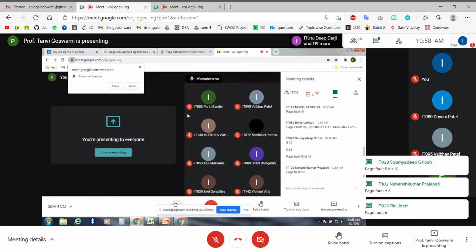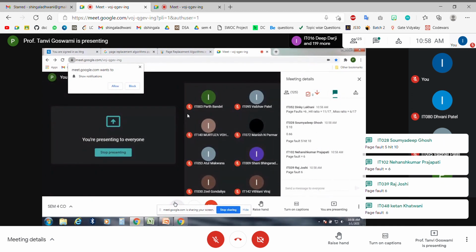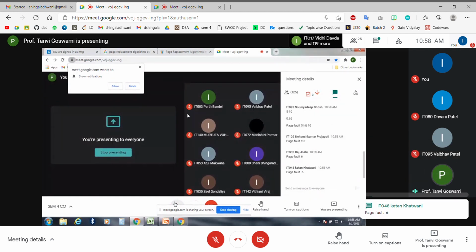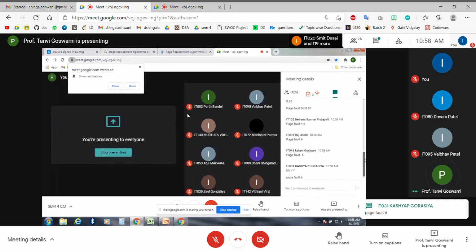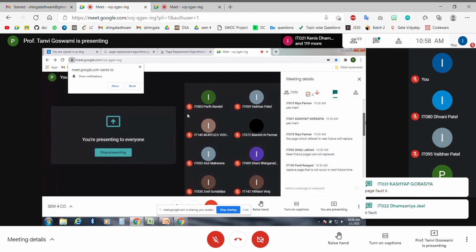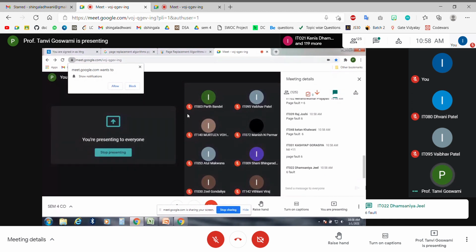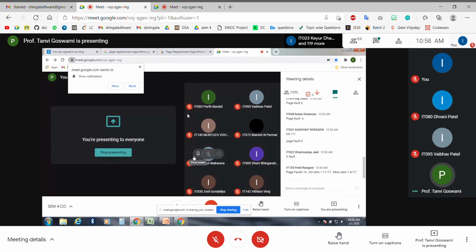Okay, so I think you all are done. Page faults are 6. Hits are 11. All right. Yes, Fenil, you are right. Page faults 6, hit ratio is 11 upon 17 and miss ratio is 6 upon 17.